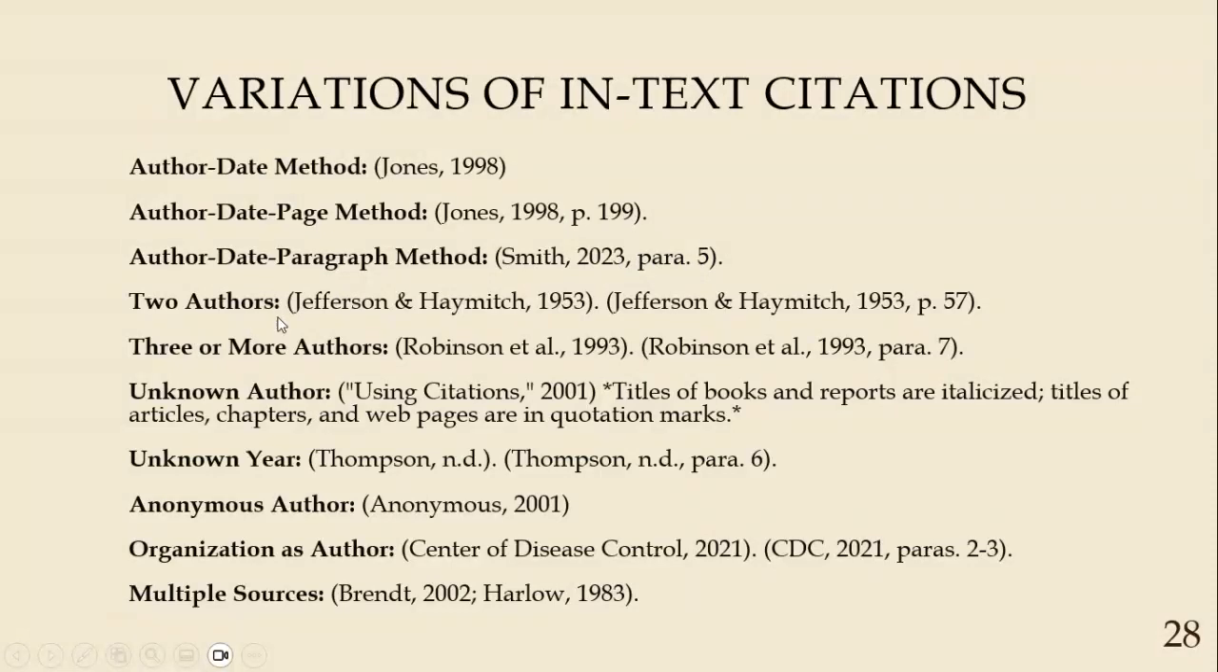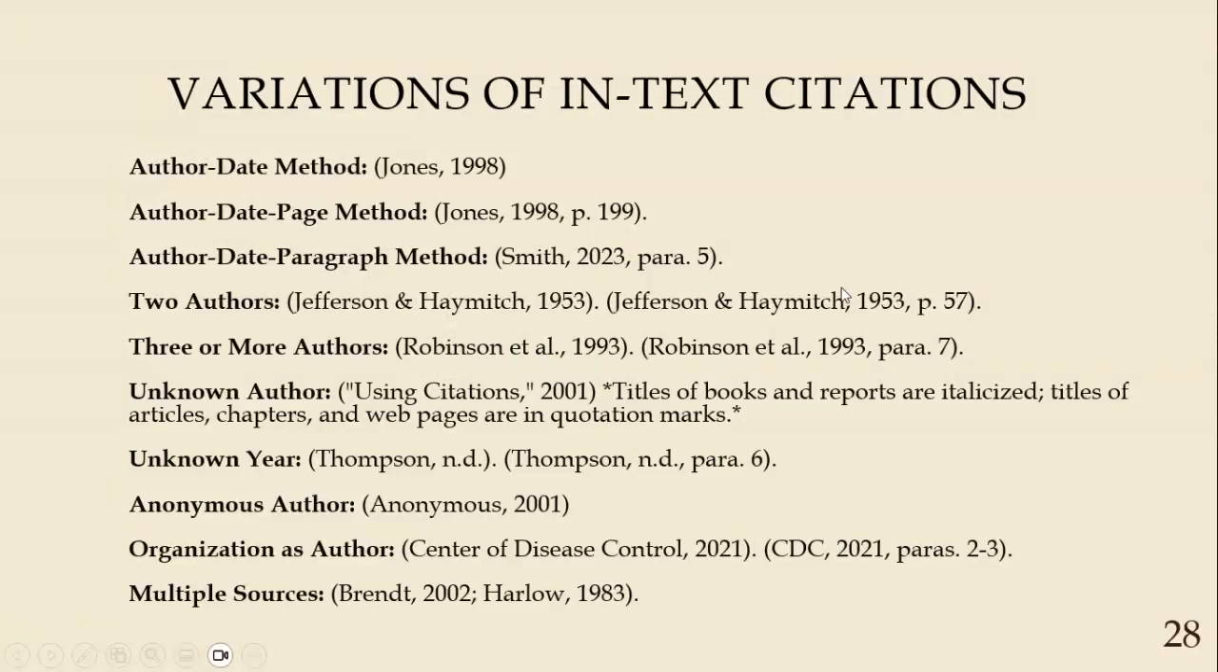Now, if you have two authors in the same source, use the ampersand symbol to separate the authors' names. Notice we don't have any first initials here, and we don't have the word and here. It's very simple. It's just the last name, ampersand, other last name. If we happen to have a direct quote, we could use that page or paragraph number and attach it on the end of that citation. If you have three or more authors, you can use the abbreviation et al., which is Latin for and all, and you can use that instead of having to write out 6 or 7 authors' last names.